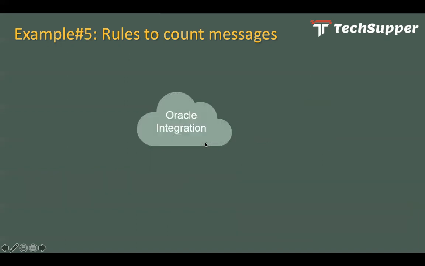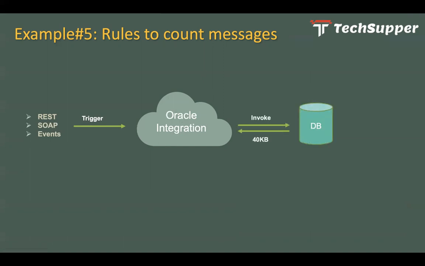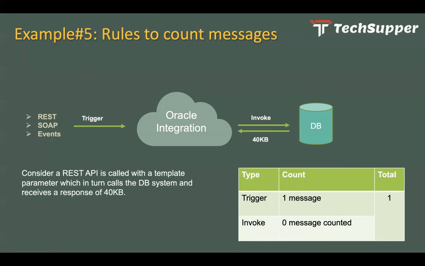Another example, we have a couple of examples. I will explain each and everything because there might be different scenarios. So here again, let's consider the same type of scenario wherein you have the trigger. It might be REST, SOAP, or events. And you are calling the database, and here you are receiving a response of 40 KB. Then similarly, only one message will be counted.